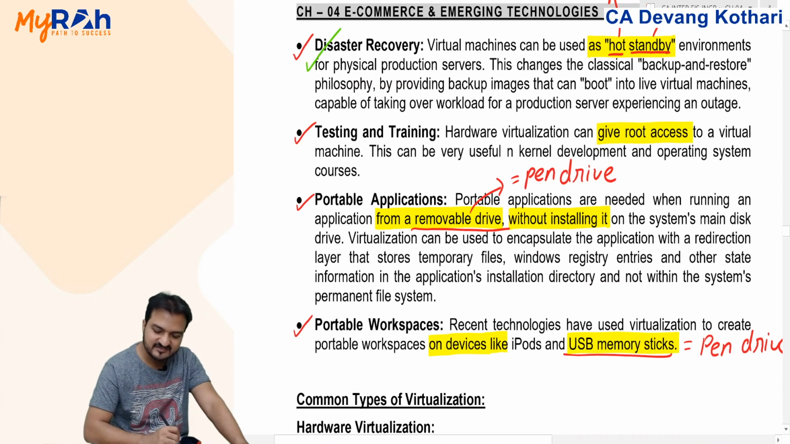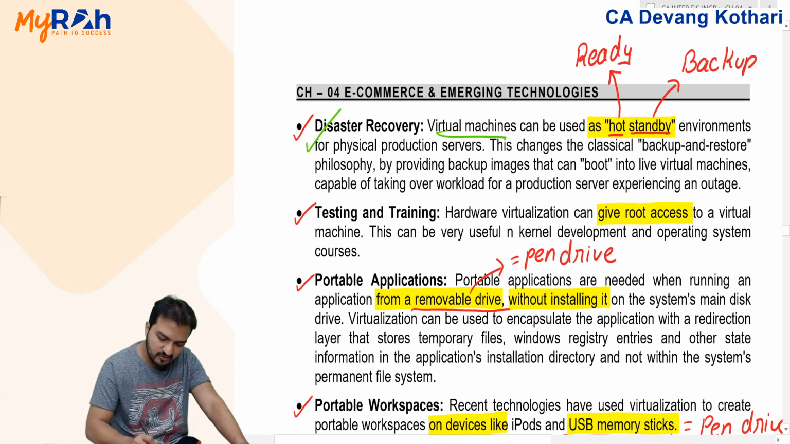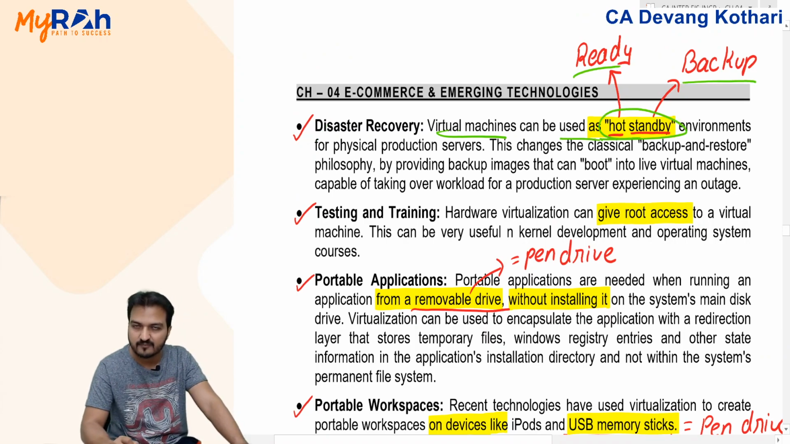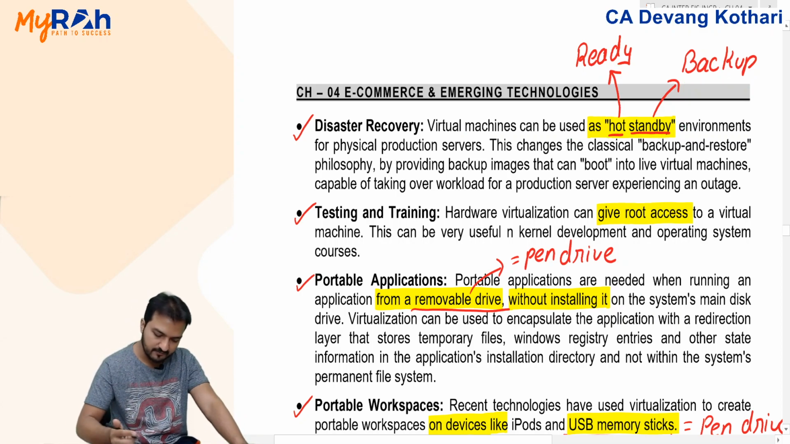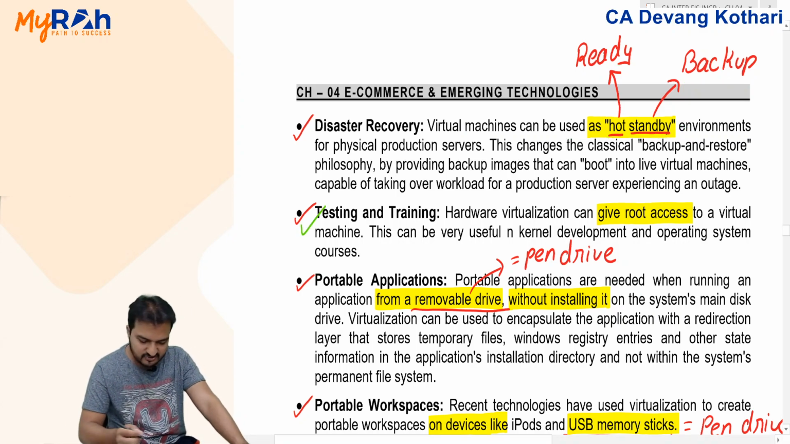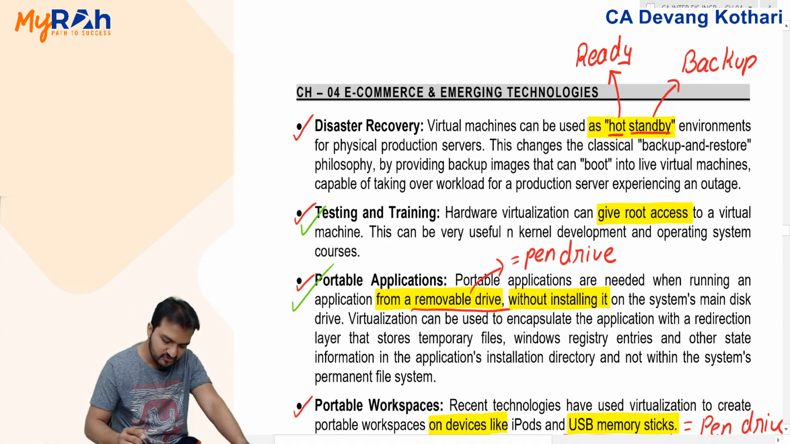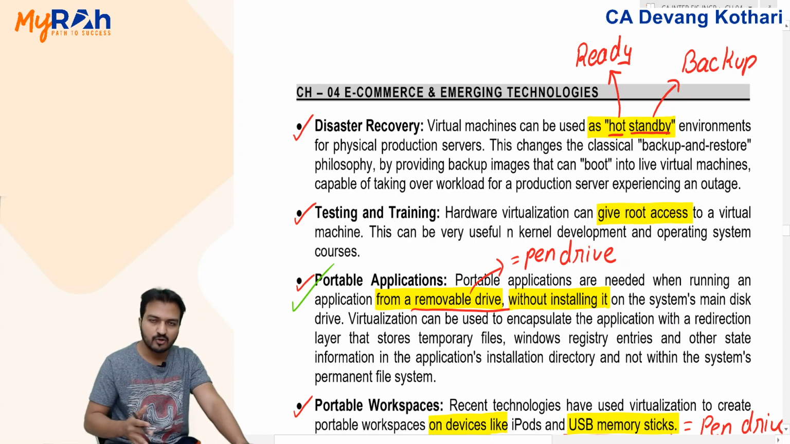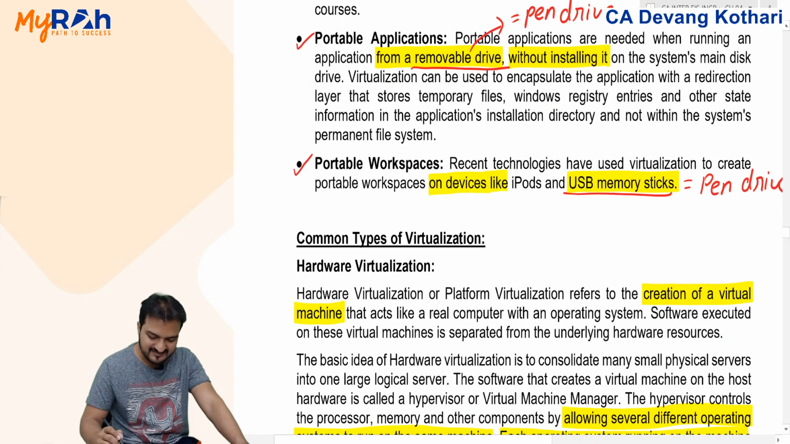So because of this virtualization, you get disaster recovery. Virtual machines can be used as hot standby. Hot means ready, standby means a backup. So data center 2 is used as a ready standby, ready backup. Virtualization is also used in testing and training. It is used for portable applications. Portable means movable. Your applications can be run from any location, because of which even workspaces have become portable. Portable workspaces are also possible.